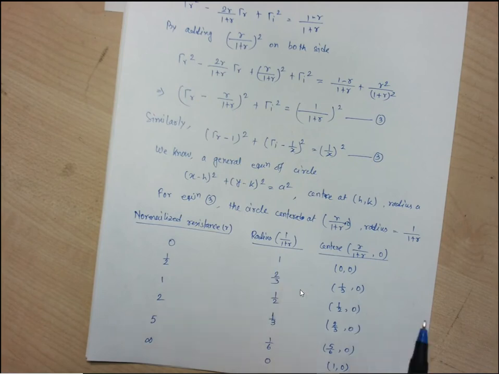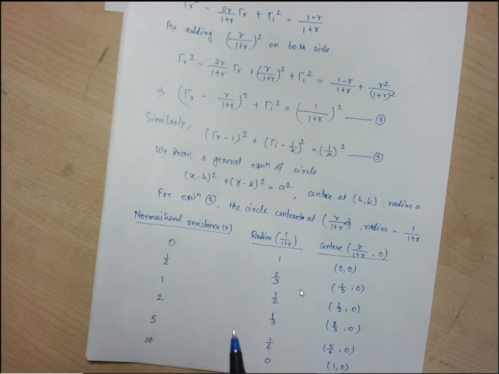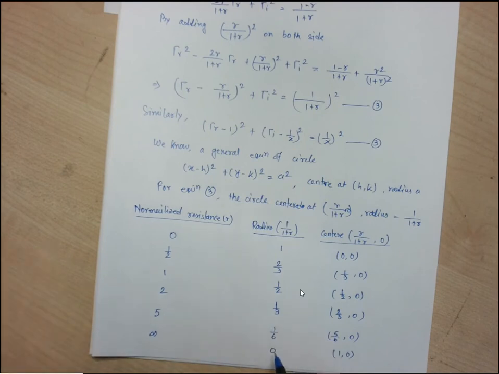The maximum value of the radius is 1, which is centered at 0 comma 0, and all of the other circles have a radius lower than this. So for r equals 0, that is the short circuit termination, we have the radius of 1, which is the maximum among all of them, and for the open circuit termination the radius is equal to 0 and it is centered at 1 comma 0.